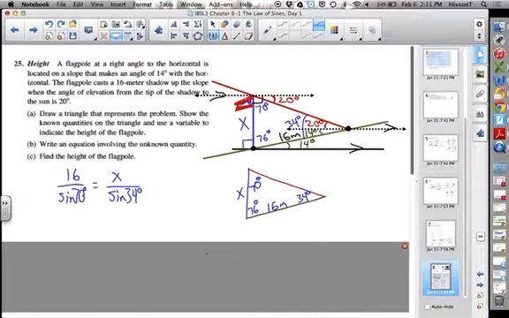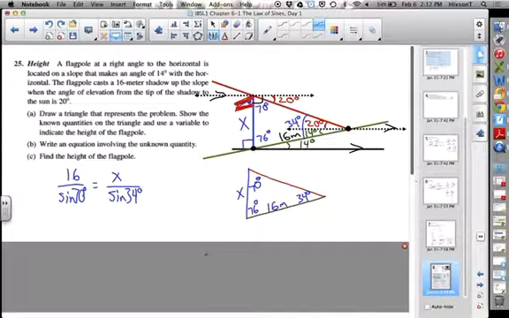By the way, what do I know about x in this triangle? It's got to be smaller than 16 because it's across from a smaller angle. In fact, if we had found the other side, it would be the longest, and our flagpole is going to be the shortest side. Okay? Keep that in mind.